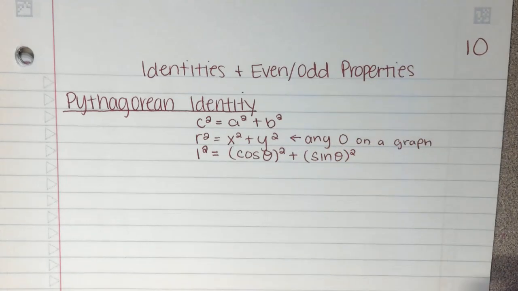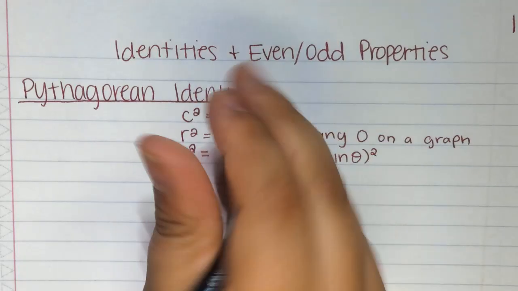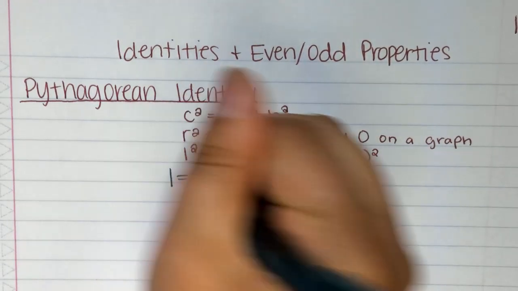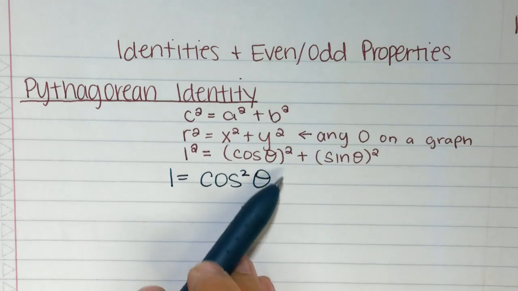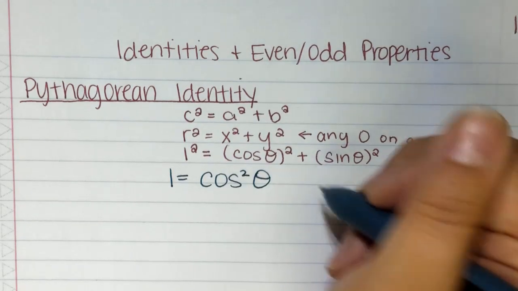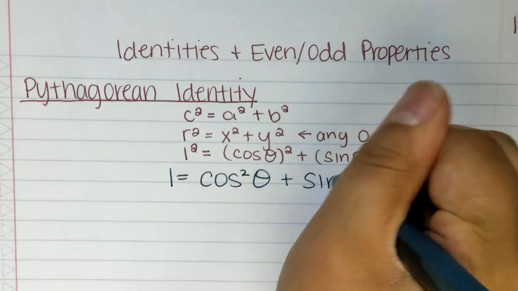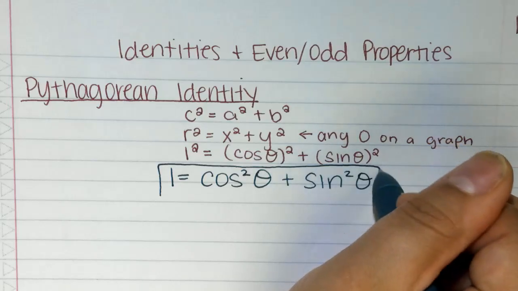Okay. And although it is written like that, we are not going to write it like that. The way that we are going to write it is we are going to say 1 equals, we write it like this because I don't want you to square the theta. I want you to square like the whole thing. This is called the Pythagorean identity.